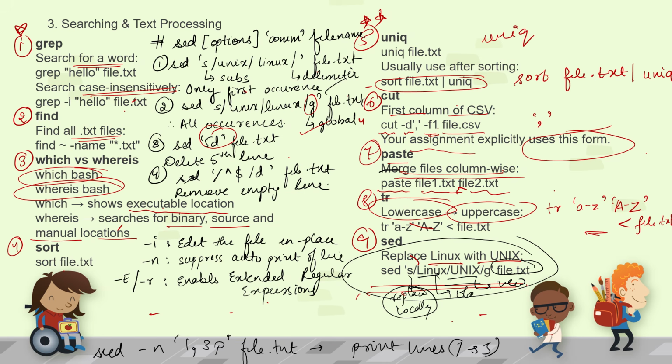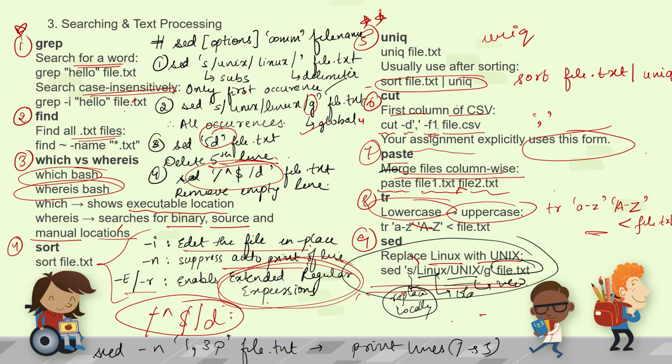sed '5d' deletes the fifth line. sed '/^$/d' is used to suppress or remove the empty lines. Rest you can mention these: -i edits the file in place, -n suppresses output, and -E enables extended regular expressions. Very important for pattern matching.